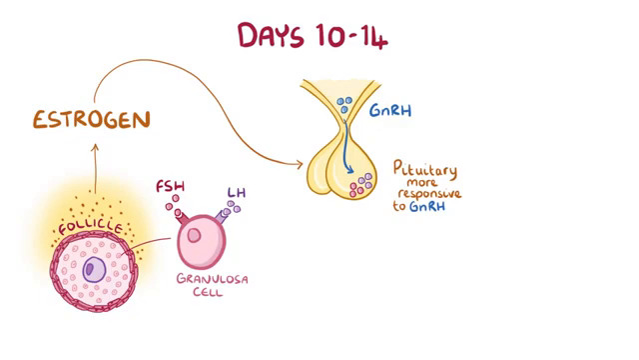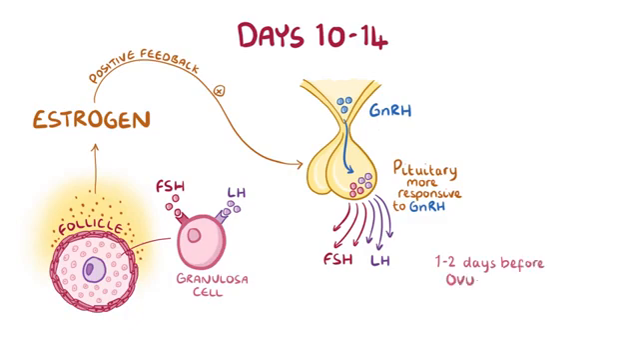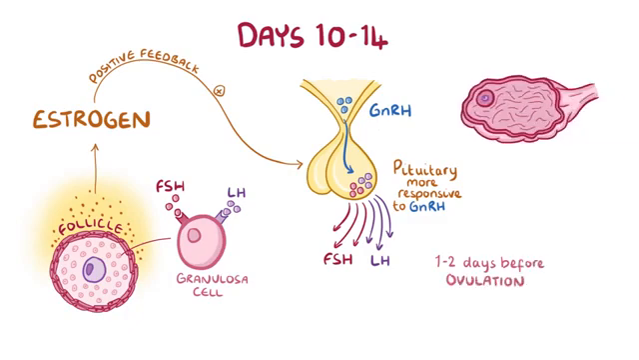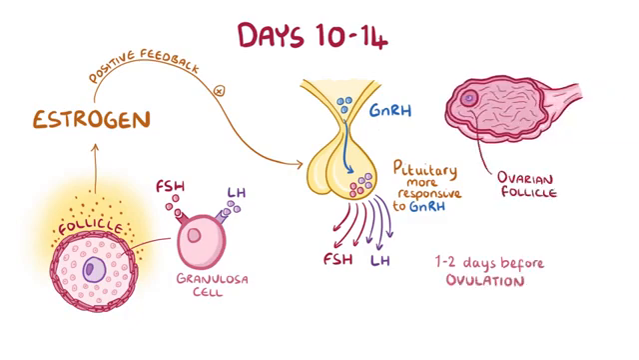As blood estrogen levels start to steadily climb higher and higher, the estrogen from the dominant follicle now becomes a positive feedback signal. That is, it makes the pituitary secrete a whole lot of follicle-stimulating hormone and luteinizing hormone in response to gonadotropin-releasing hormone. This surge of follicle-stimulating hormone and luteinizing hormone usually happens a day or two before ovulation and is responsible for stimulating the rupture of the ovarian follicle and the release of the oocyte.